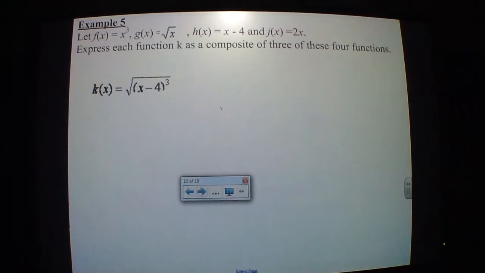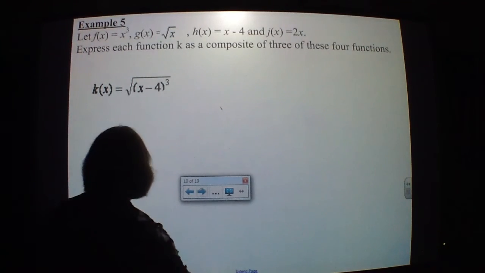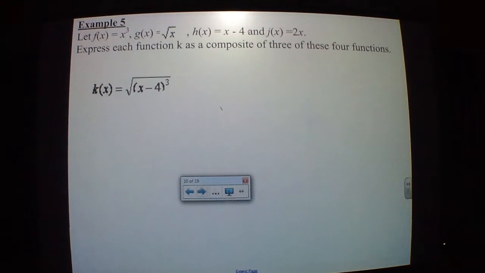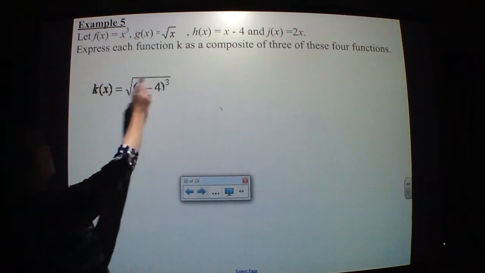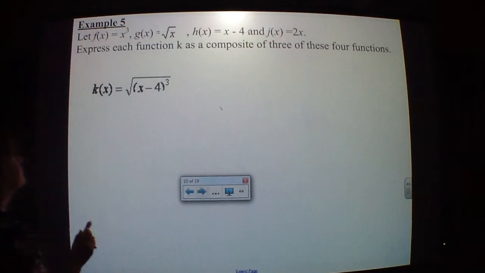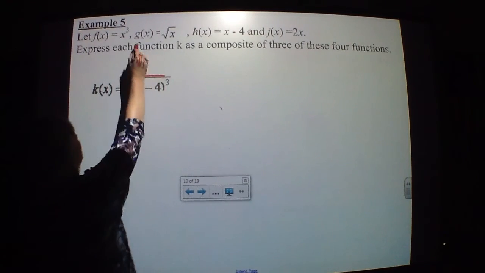Next one. Let f of x equal x cubed, g of x equals the square root of x, h of x is equal to x minus 4, and j of x is equal to 2x. Express each function k as a composite of three of these four functions. So I'm going to use the functions. So I have a square root here. That's my g function, right? This right here is a g function.